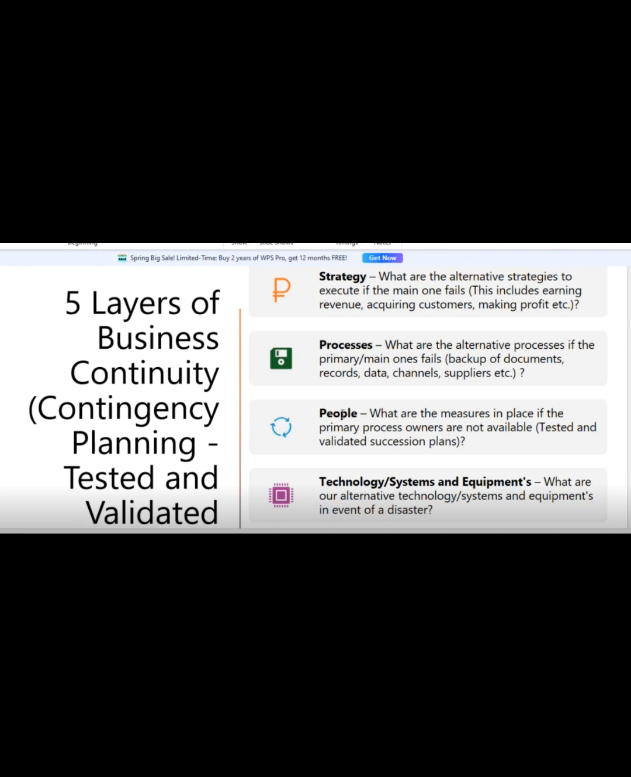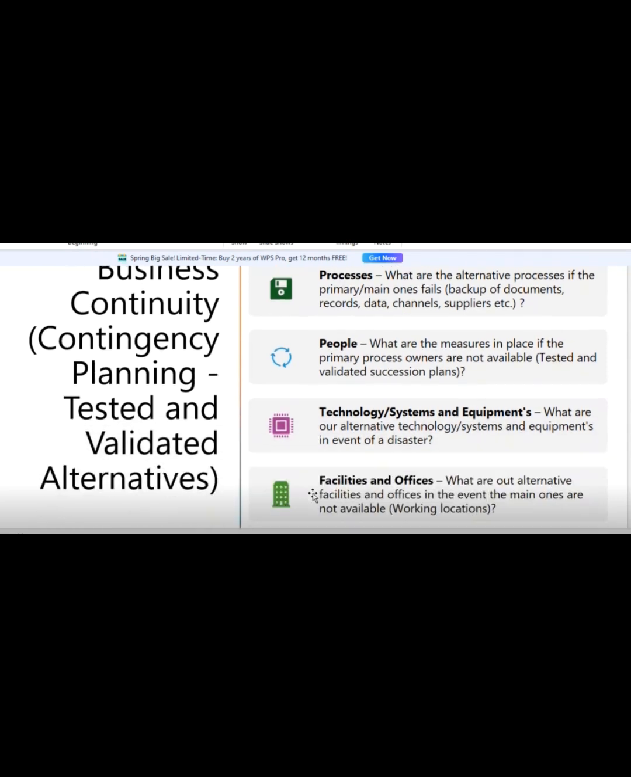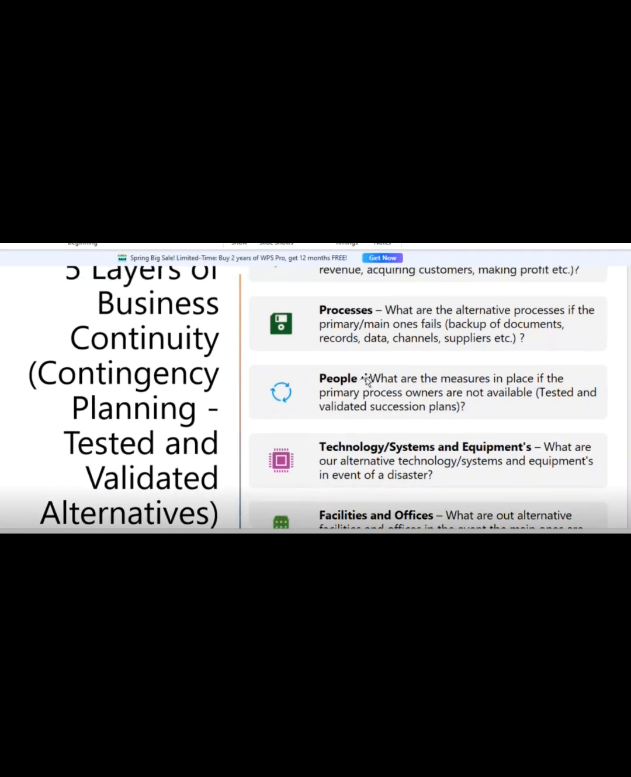All right, so we have 5 of them: strategy, processes, people, technology, systems, and the facilities and the offices. So when we talk about the processes, we want to know what the alternative processes would be if the primary ones fail. What happens if the actual process as documented maybe in our SOP fails? We want to know what happens if that fails.